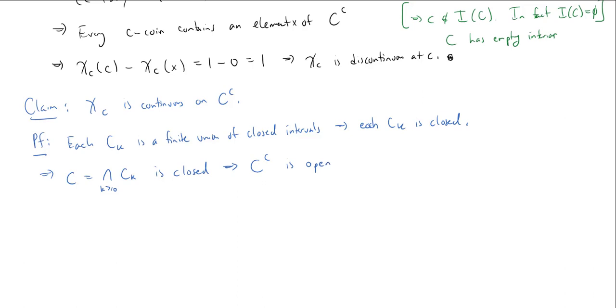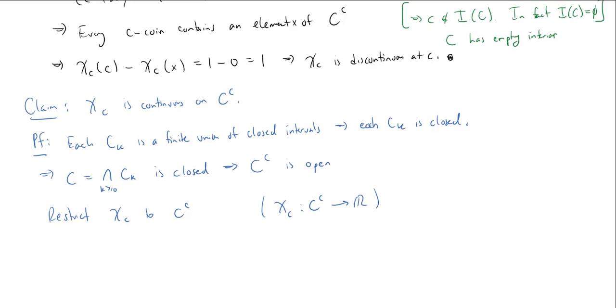Okay, but now if the complement of the Cantor set is open, and I restrict my indicator function of the Cantor set to the complement of the Cantor set. So let's do that. Restrict chi-C to the complement. So we're looking at chi-C now going from the complement to the real numbers. Okay, same function, only now we change the domain.